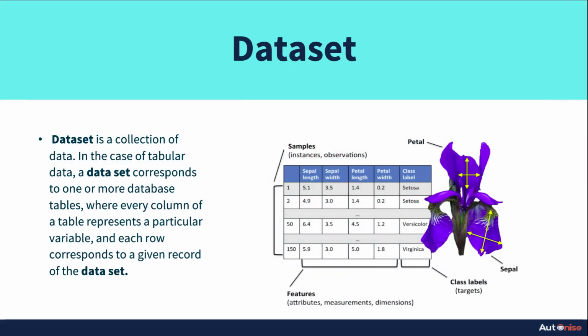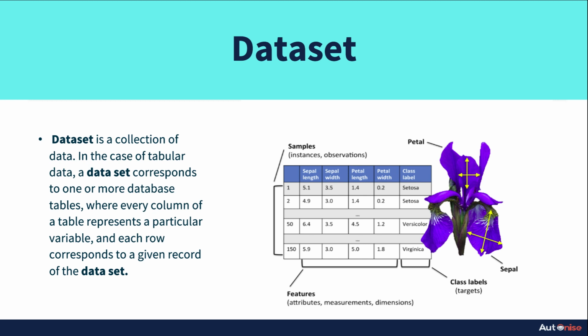So the first thing which comes with machine learning is the data. The data is a collection of data points. In case of tabular data, a data set corresponds to one or more data tables where each column of the table represents a particular variable and each row corresponds to a given record of the data set. One of the most famous data sets to start with is the iris data set.